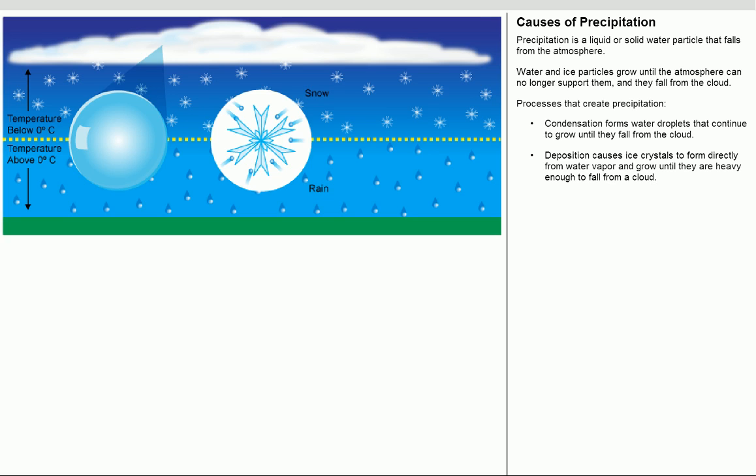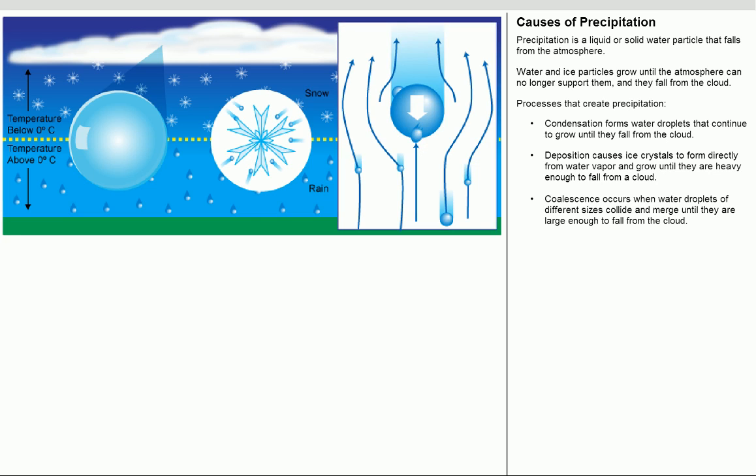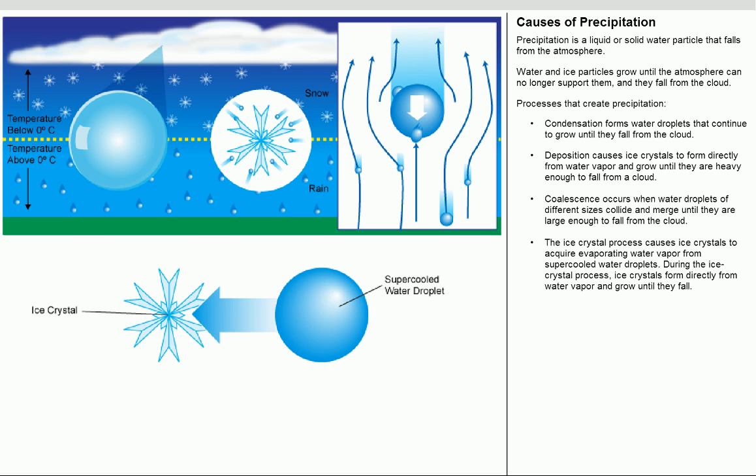There are many processes that create precipitation. The first process is condensation. Condensation forms water droplets that continue to grow until they are large enough to fall from the cloud. Deposition causes ice crystals to form directly from water vapor and grow until they are heavy enough to fall from a cloud. Deposition is similar to condensation, but results in ice crystal formation instead of raindrops.